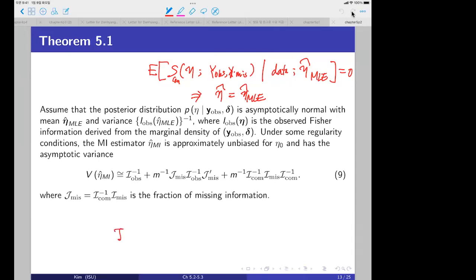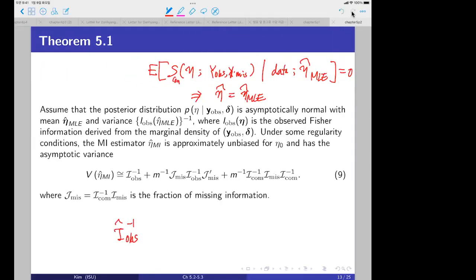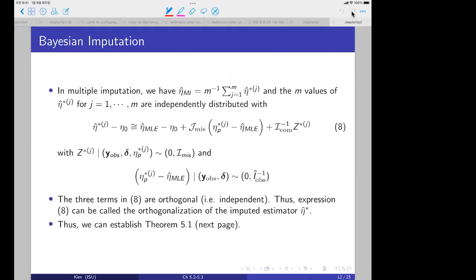Actually, computing this one is not really fun. You did a homework, right? Even using Louis formula is not really convenient. But Rubin's formula actually gives an alternative computation, which is much easier to apply. So that's probably one real advantage of multiple imputation. Yeah, I agree. There's some good use of multiple imputation, so it should have an advantage.